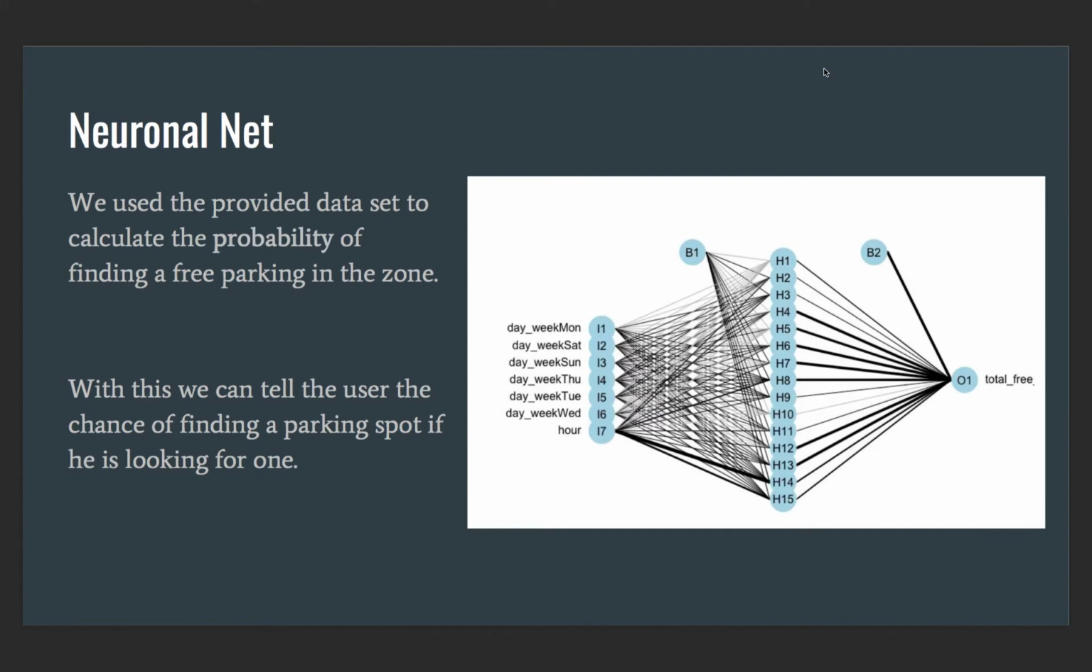Here we see the neural network we built. We take into consideration the day and the hour of the week, so we can actually know the chances of a parking space being free or not. That's very useful because if you want to go to the university, you can go faster if you know where to actually park.